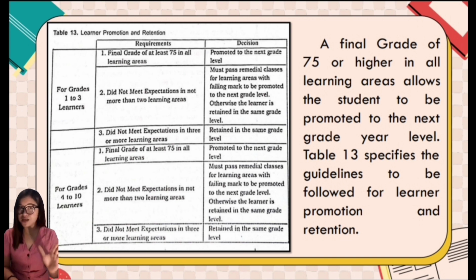And the second one is that if you did not meet expectations in not more than 2 learning areas, then you must pass the remedial classes for learning areas with failing marks to be promoted to the next grade year level. Otherwise, you will be retained in the same grade level. And the third requirement is that if you did not meet expectations in 3 or more learning areas, then you will be retained in the same grade year level. So those are the requirements for you to be promoted to the next grade year level.